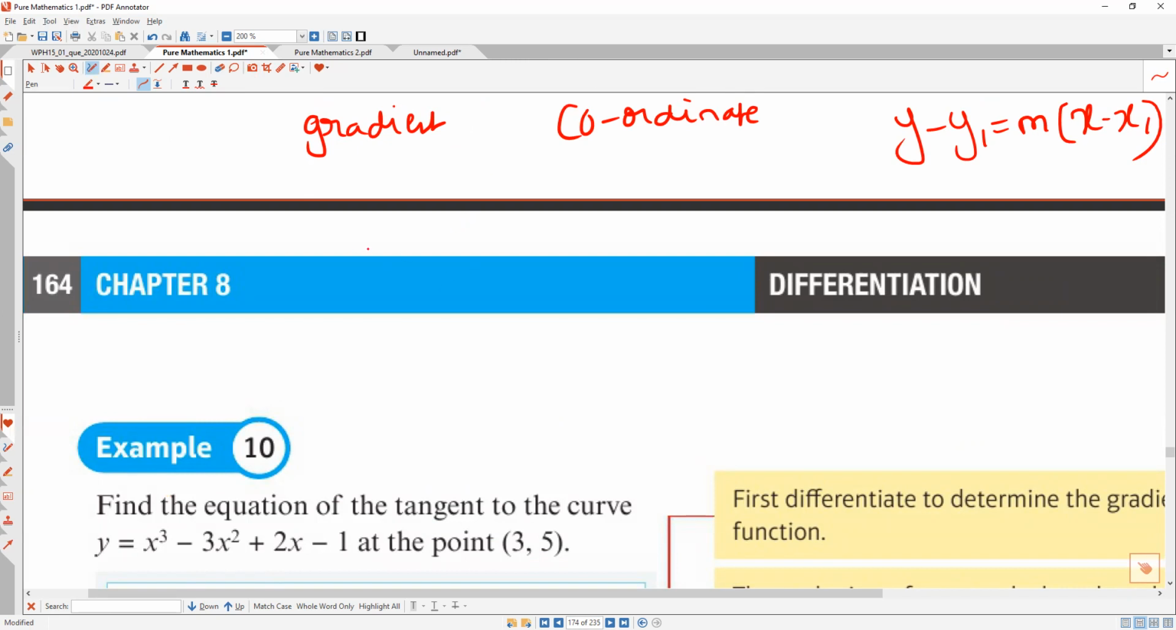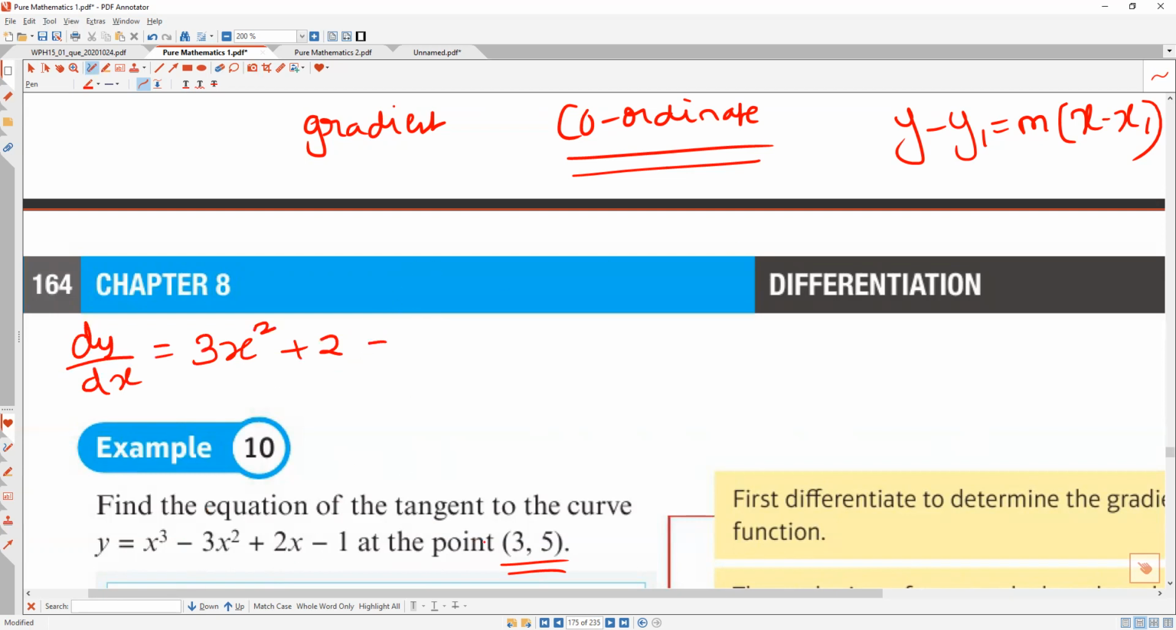Okay, so now, has the coordinate been given to me? Has the gradient been given? No. Can I find the gradient? Yes, I can find the gradient. How would I find the gradient? Just do dy by dx. How? x cubed becomes 3x squared, 2x becomes 2, and minus 1 becomes 0. In here, in the value of x, what will you substitute? 3. If you substitute the x coordinate in dy by dx, you will get what? Gradient. So I'm going to do that. dy by dx means the gradient. So 3 into 3 squared.